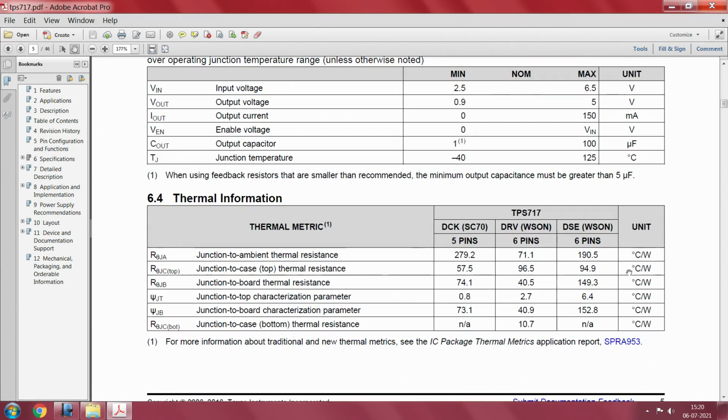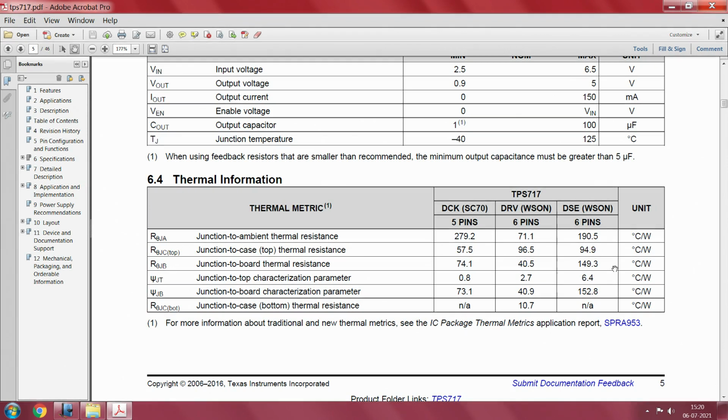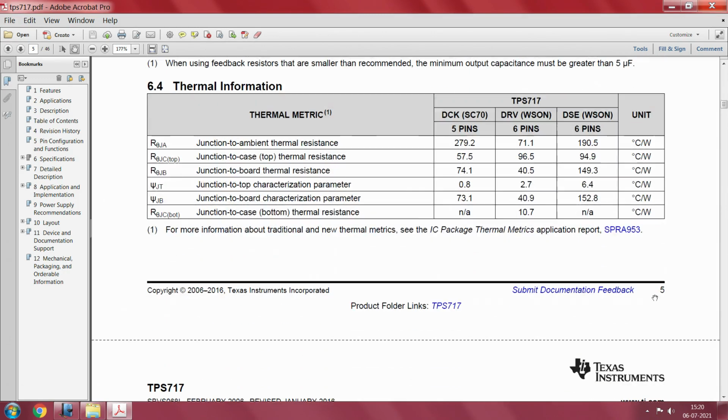How do you get to all this? How do you do some basic back of the envelope understanding is the question. You can see here R theta JA, junction to ambient thermal resistance, R theta JC, junction to case top thermal resistance and so on. All these values are given for different packages which are shown here, and everything is expressed in terms of degrees Celsius per watt.